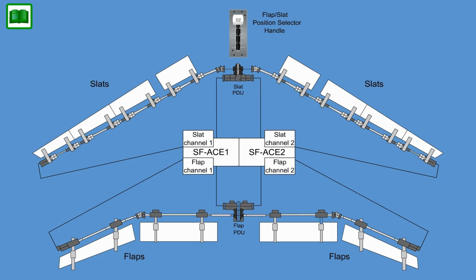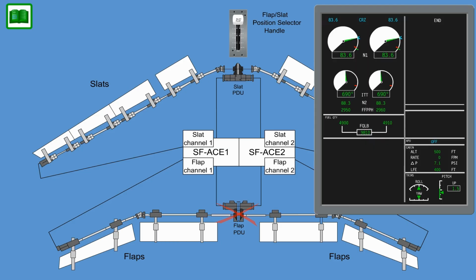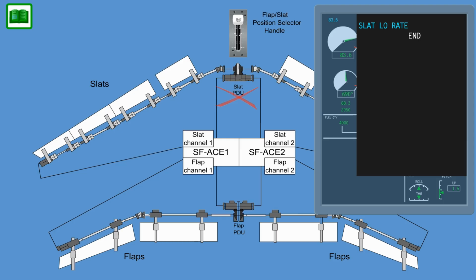A single channel failure within the slat flap ACE or a single electric motor failure within a PDU results in low-rate speed operation of the flap-slat system. The advisory message, slat low rate or flap low rate, will be displayed on the ICUS. In the event of a double channel failure in the slat or flaps control system, the system will no longer be available. The caution flap fail and slat fail are displayed on the ICUS respectively.